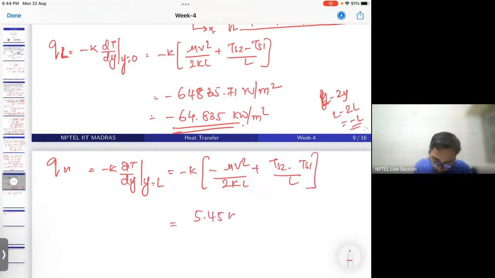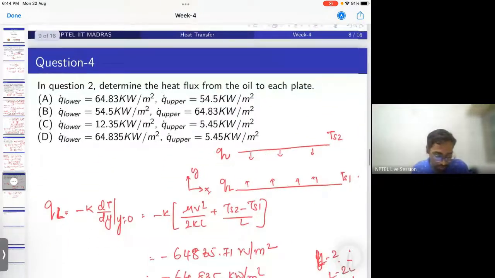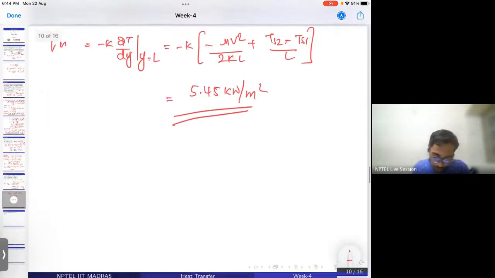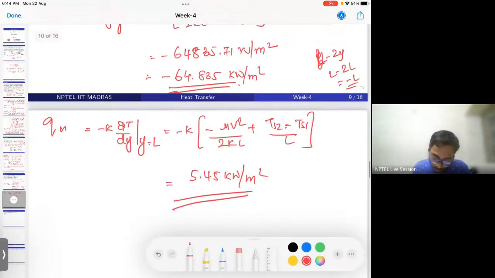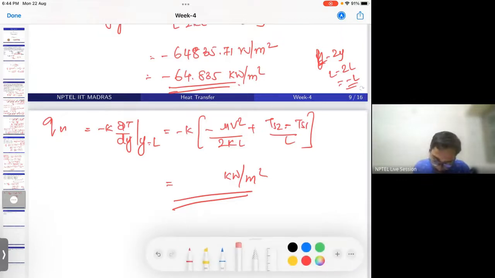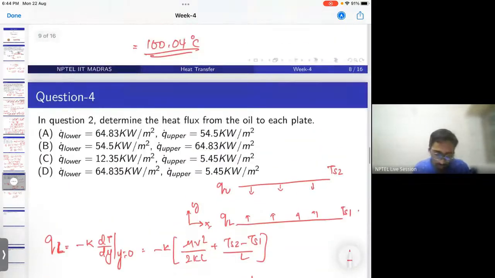5.45 kilowatts per meter. I think it's a direct substitution of the values. You can try this at home. So the answer is Q lower is 64.83 and Q upper is, it's not, it is 54.5 kilowatts per meter. So the answer is okay.